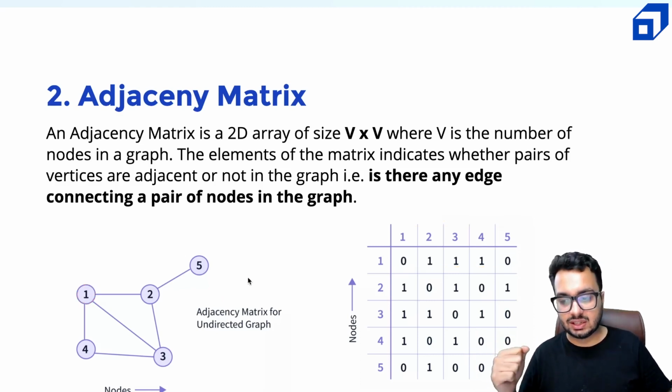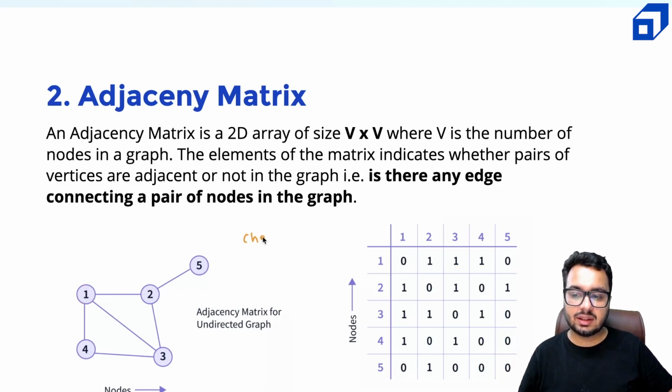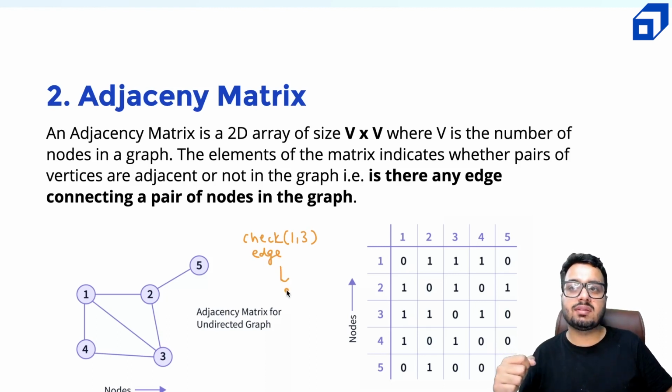So what is the advantage? If I have to check if there is an edge between 1 comma 3, that check can be order 1. Why? Because you just need to go to index 1 comma 3 and check, yes, this value is 1.